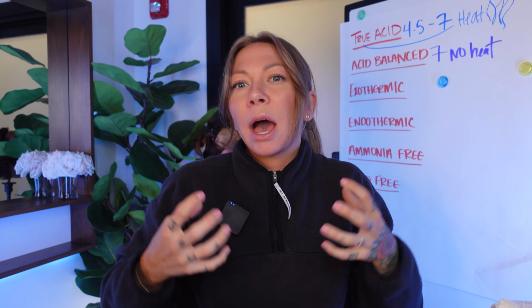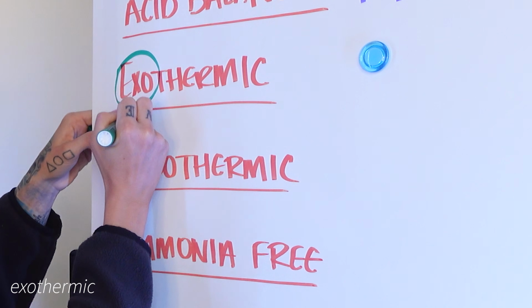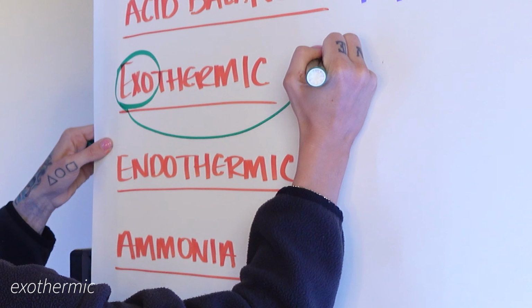If you're with me in the book, we're 559 to 560. We're going to add another layer of confusion. You can have exothermic or endothermic perms. Think of these two as how the heat is produced. Exothermic, excuse me. Should have been an English teacher instead.